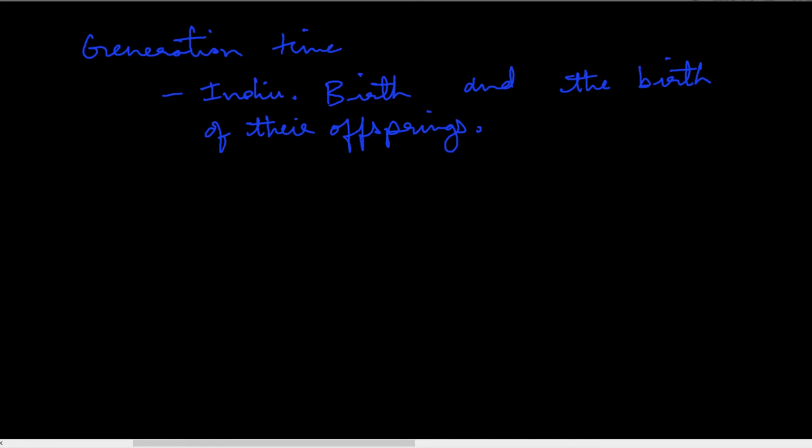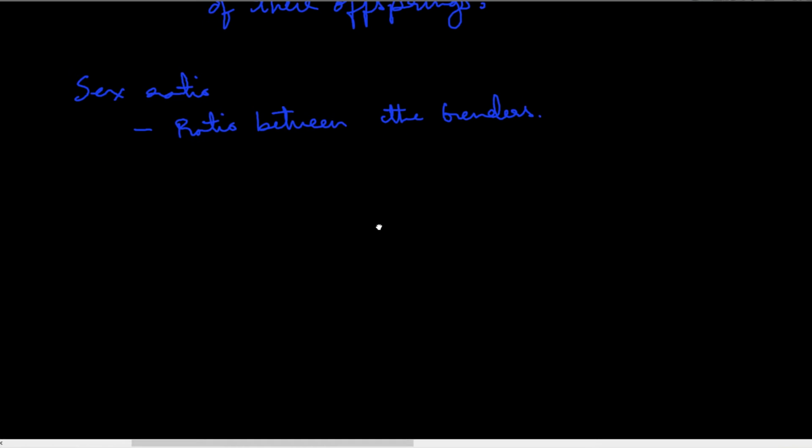All right, so then we have the sex ratio, which is basically what you would think. It's just the ratio between the different genders. Okay, so it's the ratio between the genders. And then you have the life tables.